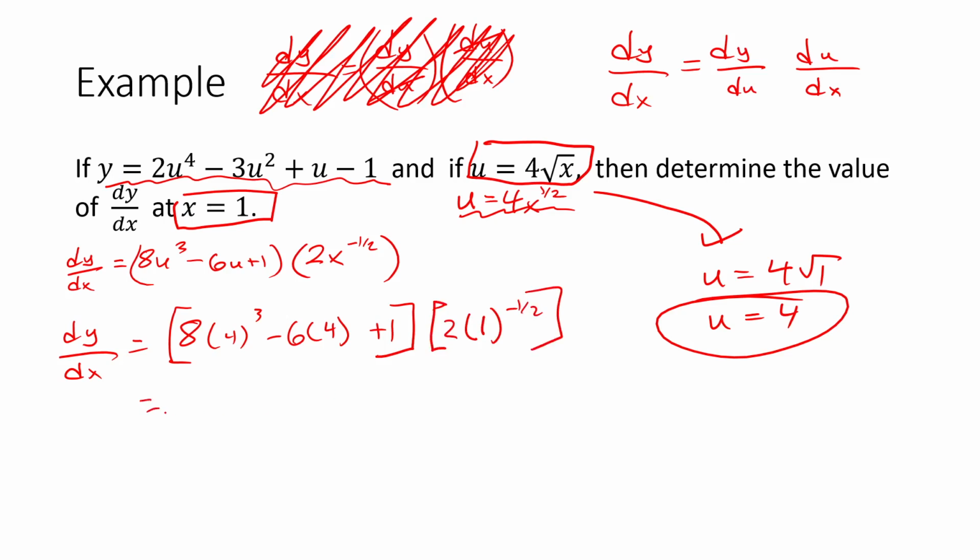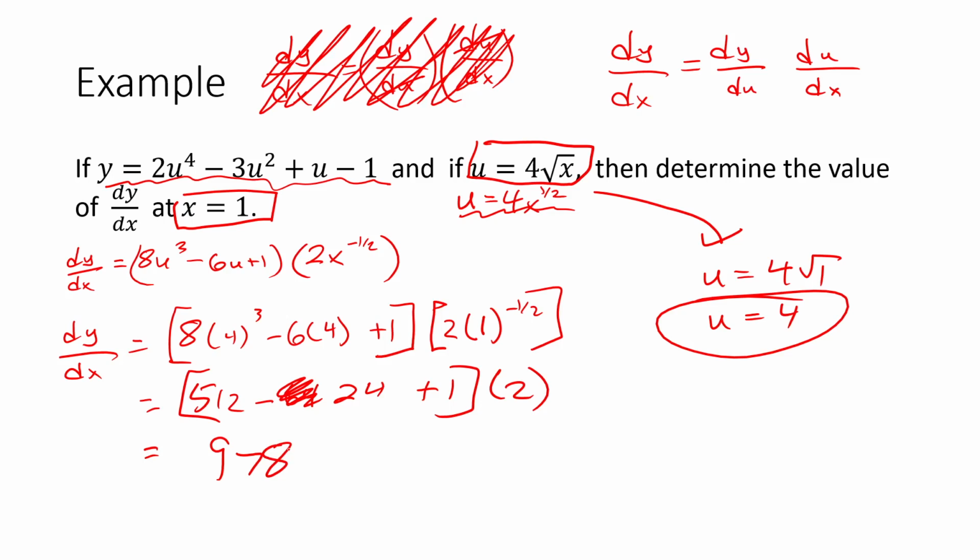Well, 8 times 4 cubed is going to equal 512, minus, or sorry, this is 6 times 4, which is 24, plus 1. And then 2 times 1 to the exponent negative 1/2. 1 to the exponent negative 1/2 is just 1, so 2 times that is 2. And when we do that multiplication, we'll get 978. Well, that's one way of doing the question.